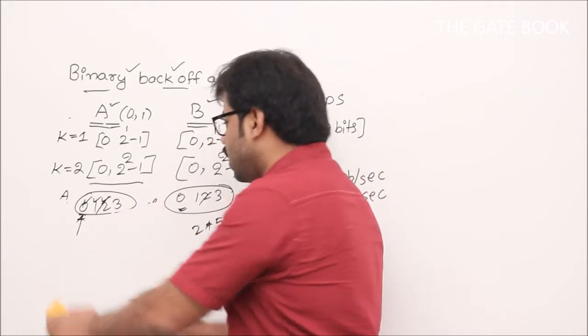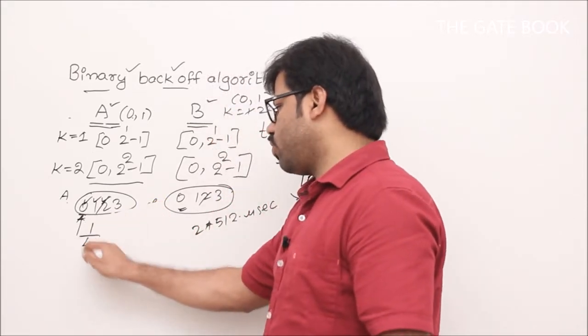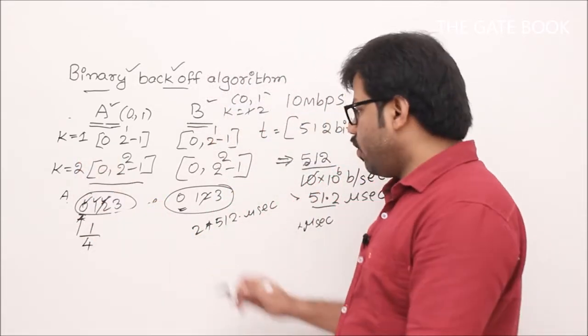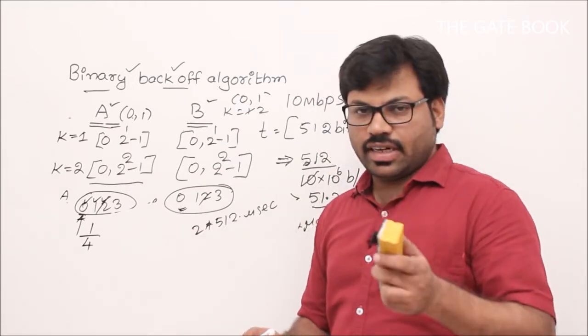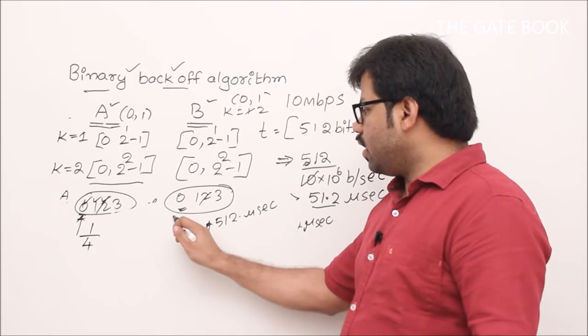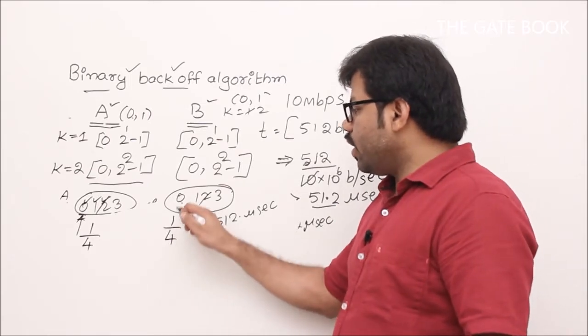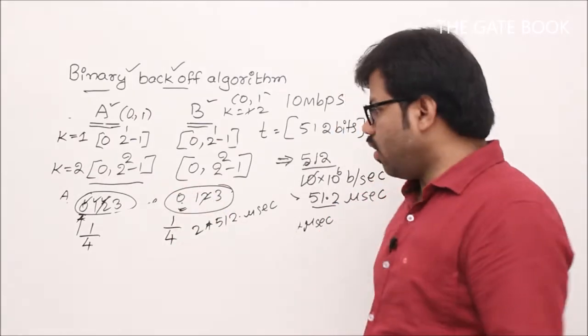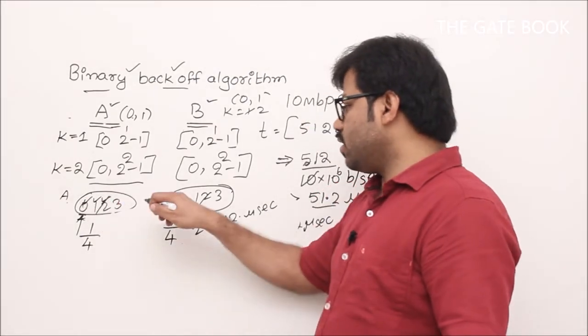Then out of 4 chances, 0 will have 1 chance, 1 by 4. That is just an assumption. Now here also, let's say the random number generator is very good and it is uniformly picking the numbers, then the probability that 0 is selected here is 1 by 4. Now 0 should be selected here, 0 should be selected.